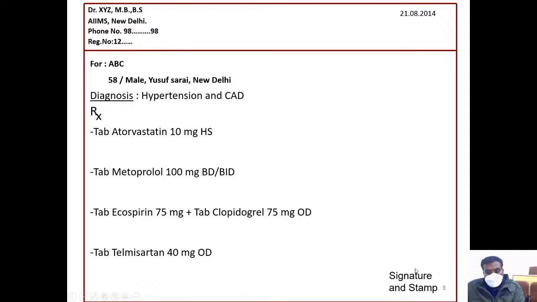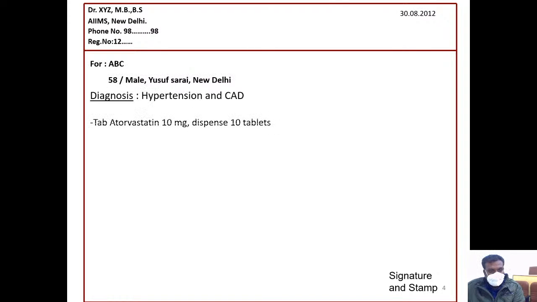Then finally you have to write your name, and you have to sign it, and you have to put a stamp. So this prescription is actually incomplete. In the next slide I will show you the complete prescription, like how it should be. So you have to write the particulars.